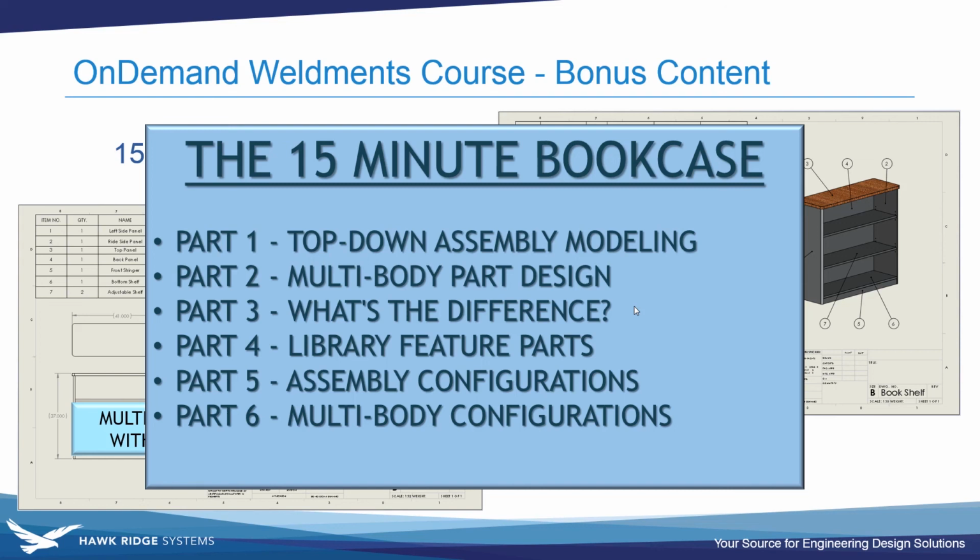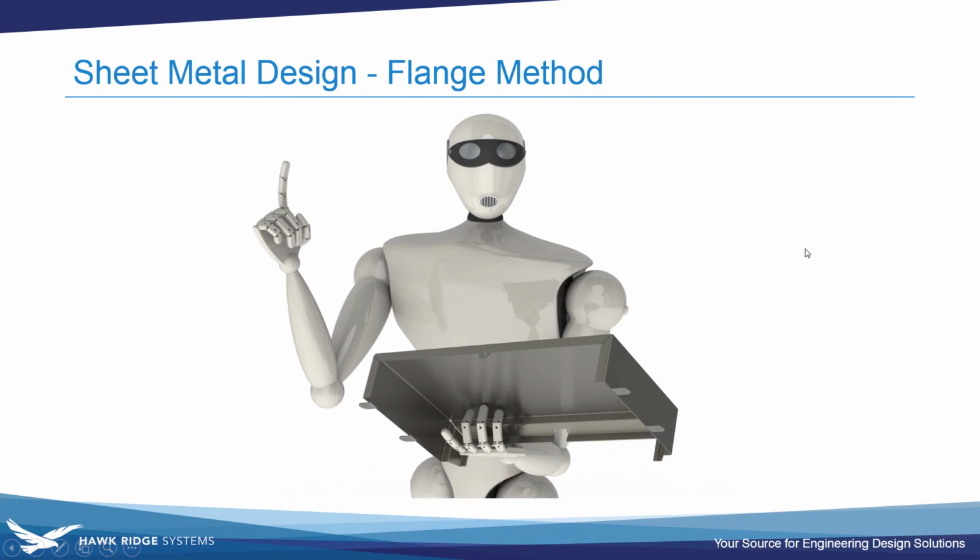The other videos that I have in there are part number 4. I show you how to create the library feature parts that I use to create the holes for the adjustable shelves in the side panels. And then in 5 and 6, I go through how to create the assembly configurations and how to create the configurations in a multi-body part environment. There are some differences. This 15-minute bookcase, 2-hour bonus content is in the Weldments on-demand course. Very, very valuable. All right, excellent stuff.